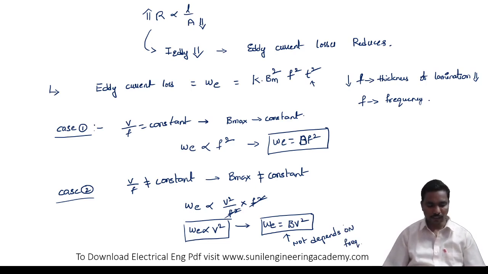All of you clear? So I want to summarize. What is the summarization I have done? I have taken case 1. Let us take the condition: V by F is equal to constant. That is, B max is equal to constant.